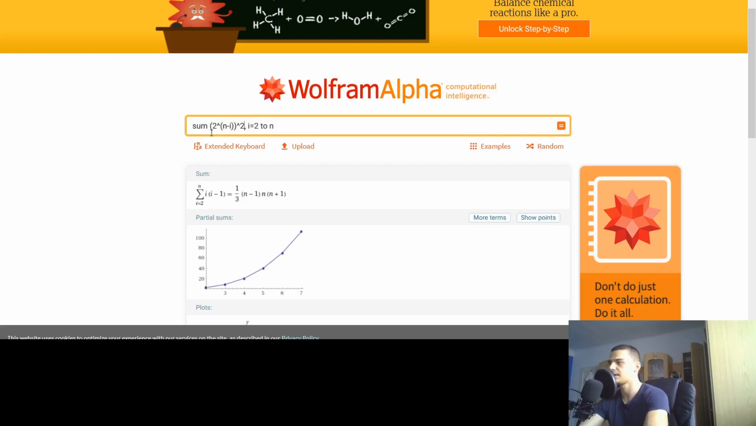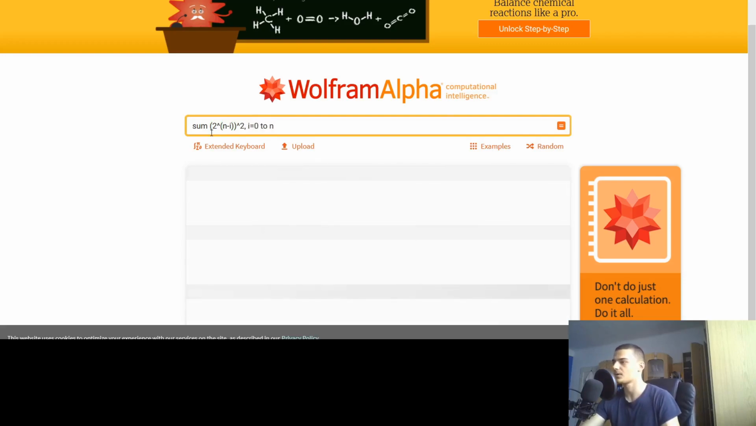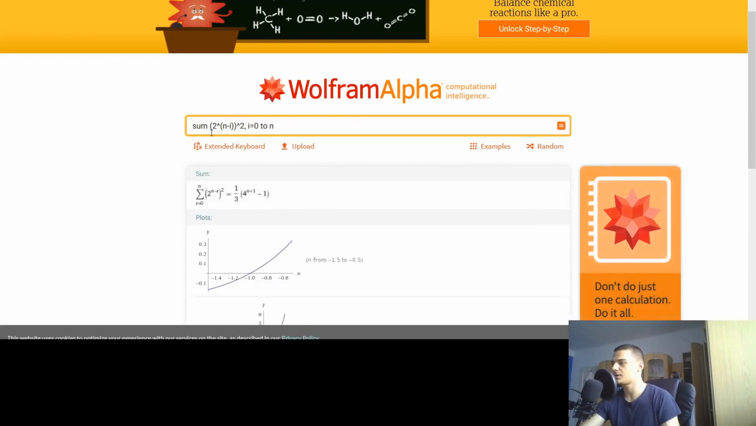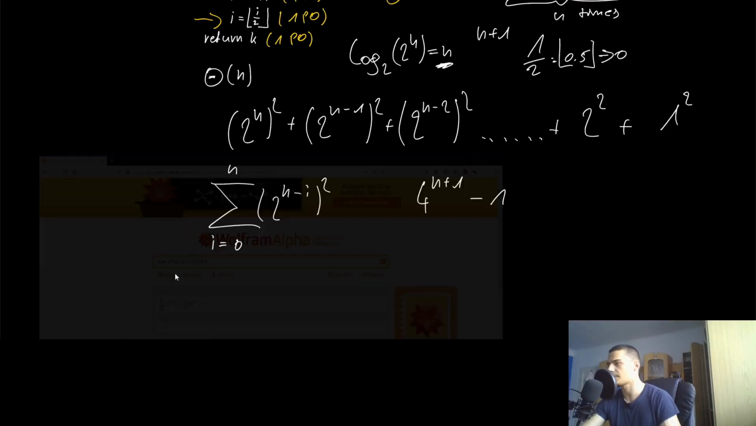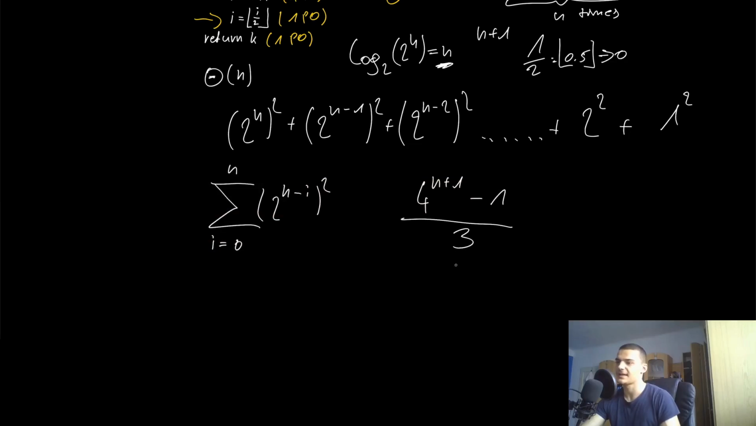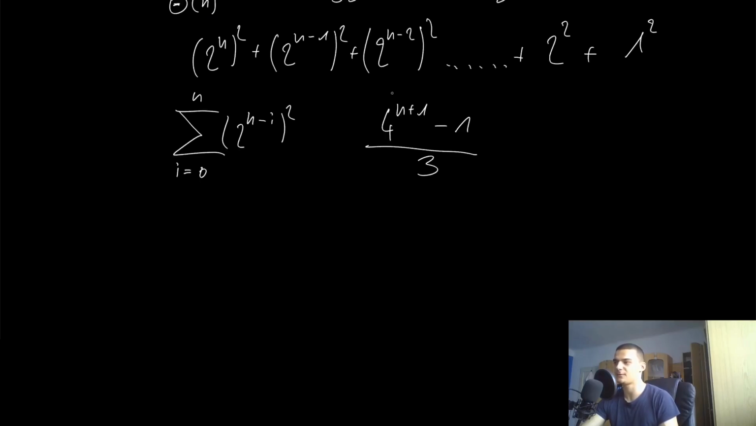Let's do it like that. And we start at 0. And the result is 4 to the power of n plus 1 minus 1, divided by 3. 4 to the power of n plus 1, was it minus 1? Yeah, divided by 3. This is the formula for the return value, the runtime complexity in a sense.